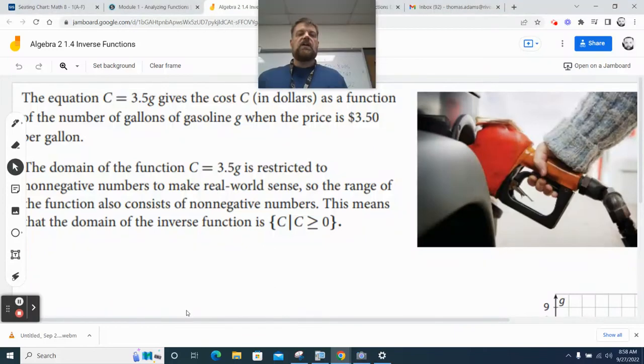All right, so here we go. Picking up where we left off, we have an equation, and the equation is C equals 3.5G. That gives the cost in dollars.